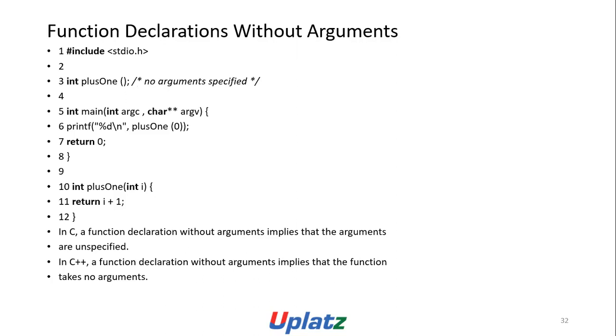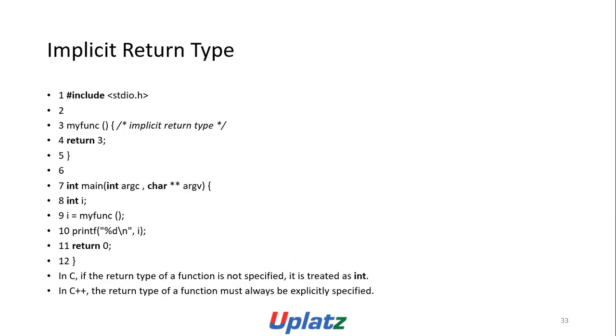#include <stdio.h> int f(); /* no argument specified */ int main(int c, char *argv[]) { printf("%d\n", f(0)); return 0; } int f(int i) { return i; } In C, a function declaration without arguments implies that the arguments are unspecified. In C++, a function declaration without arguments implies that the function takes no arguments.